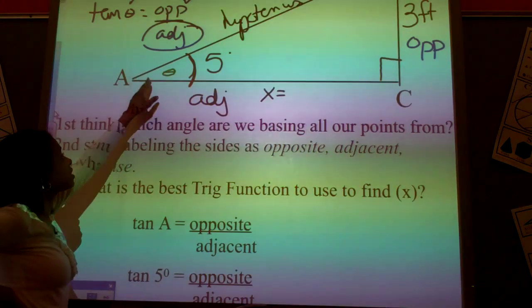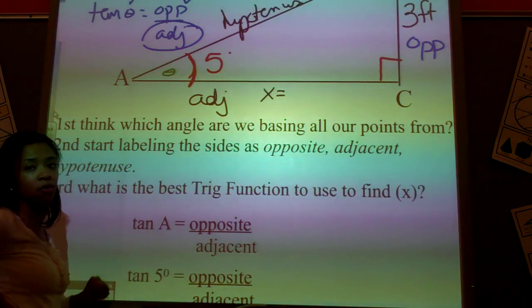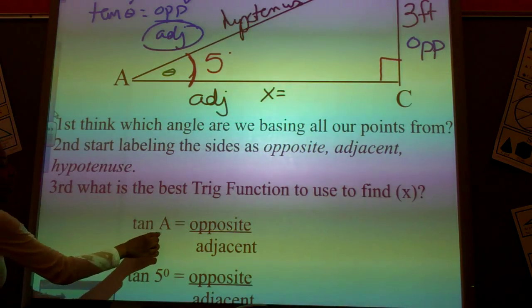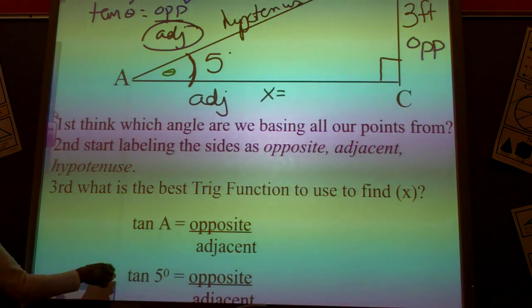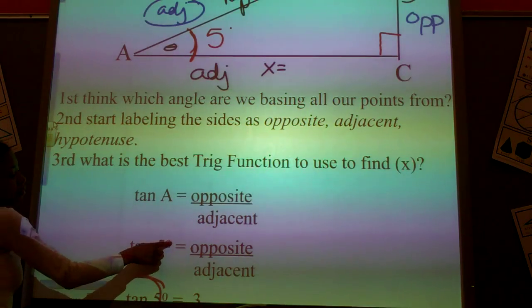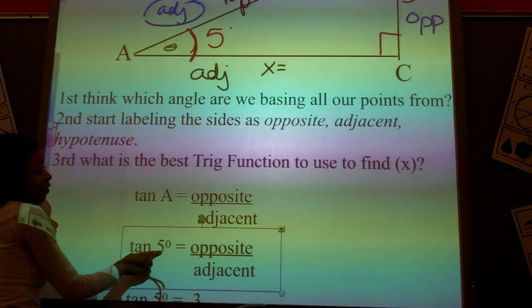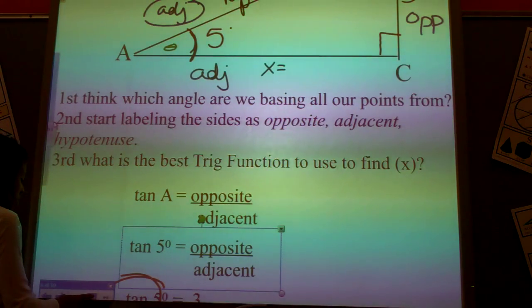Tangent of A, because that's the angle I'm referencing. Tangent of A, which is 5 degrees, is equal to opposite over adjacent. Now, by substitution, what is the measure of angle A? Tangent of 5 degrees is equal to opposite over adjacent.